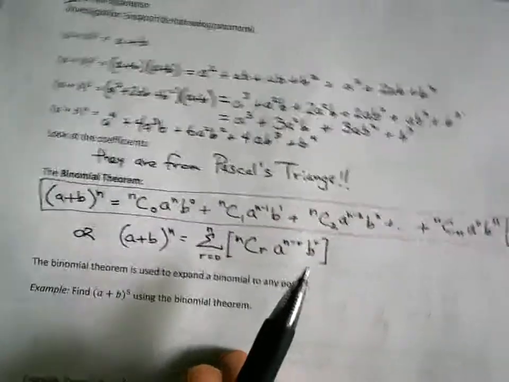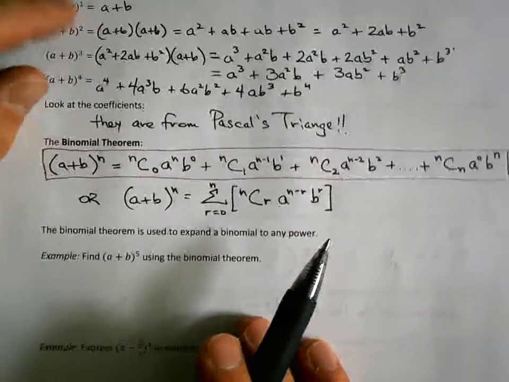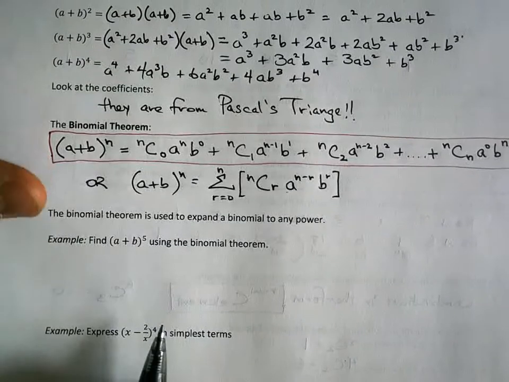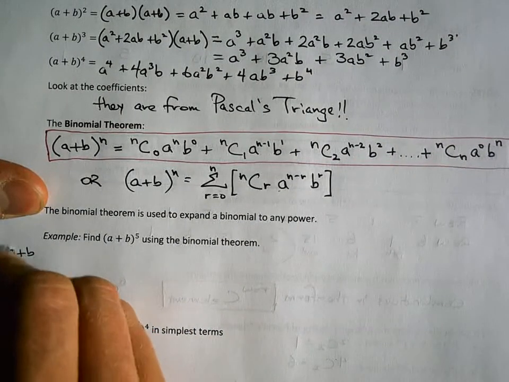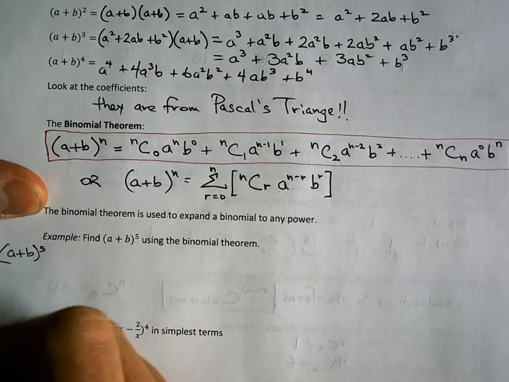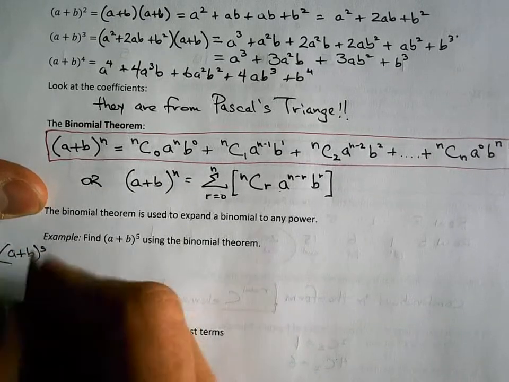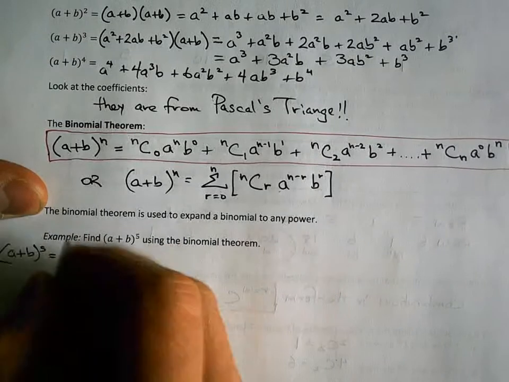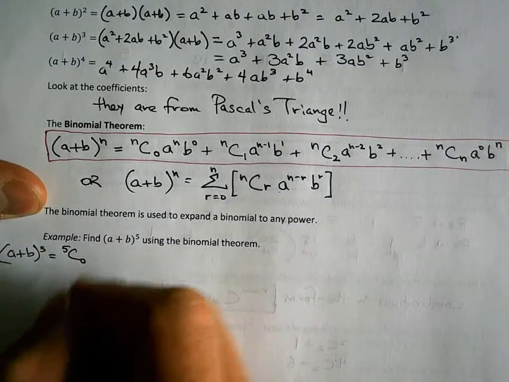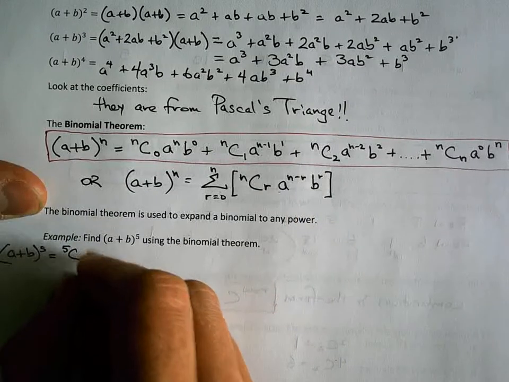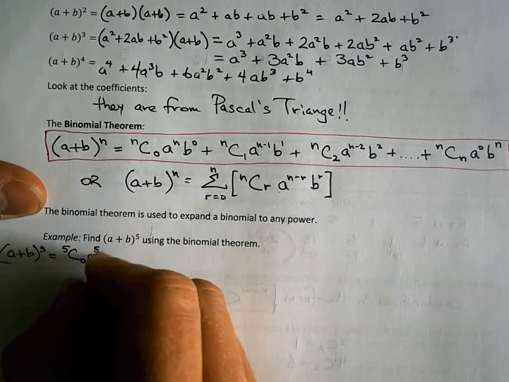Okay, so now I can use the binomial theorem to expand any power. So for example, I have (a + b) to the power of 5. Actually, make sure you write over to the side here so you have enough space. Okay, well, let's do the coefficients. So it's going to be 5 choose 0, and then I have a to the power of 5. Oh yeah, my a starts out at the top, and my b starts out at 0.